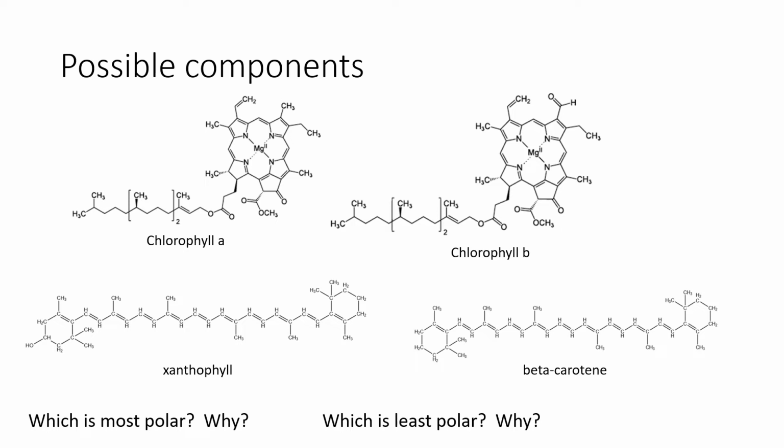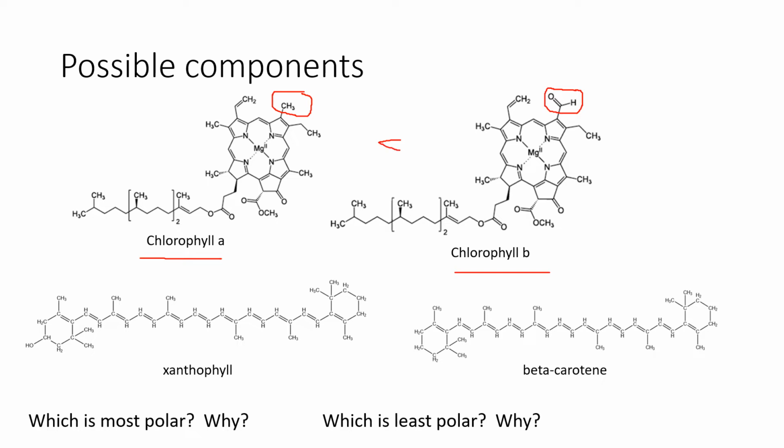So you might notice that the chlorophyll A and B have very similar structures. The only difference we see here is chlorophyll A has a nonpolar CH3 group, but chlorophyll B has a polar CHO group here, which makes chlorophyll B more polar than chlorophyll A.